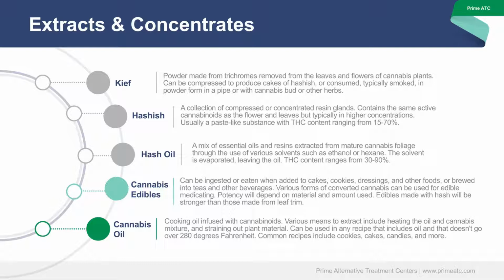Cannabis oil. Cannabis oil is a cooking oil infused with cannabinoids. Various means to extract include heating the oil and the cannabis mixture at a low temperature in a frying pan or pot, a double boiler, or a slow cooker, and then straining out plant material. Cannabis oil can be used in any recipe that includes oil that does not exceed 280 degrees Fahrenheit, which is the evaporating point of the oil. This is the process by which cookies, cakes, candies, and other food items are manufactured.